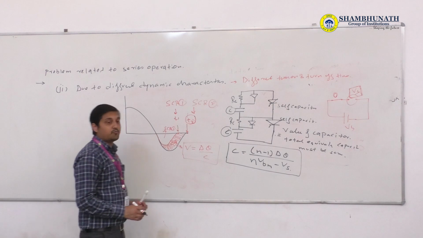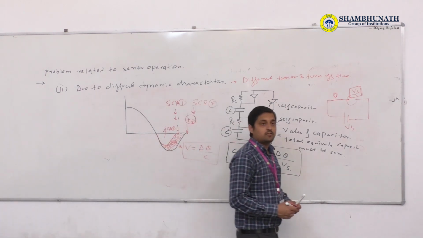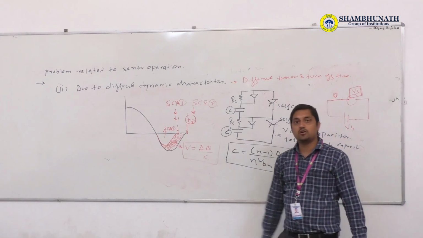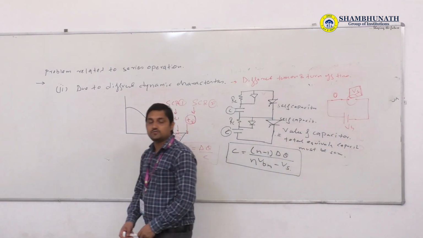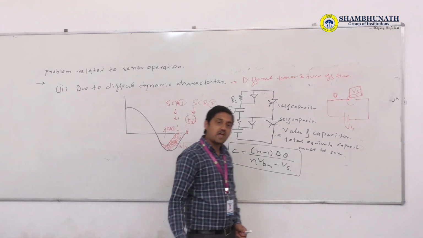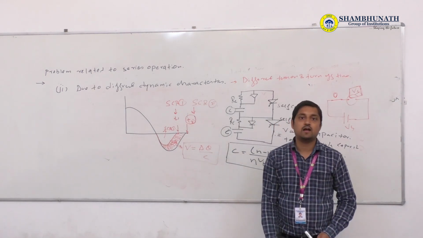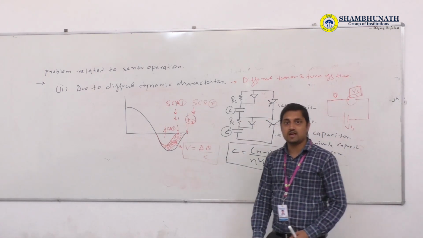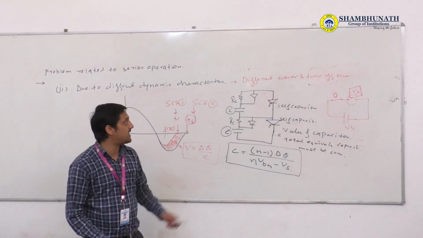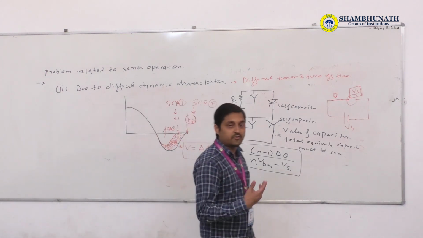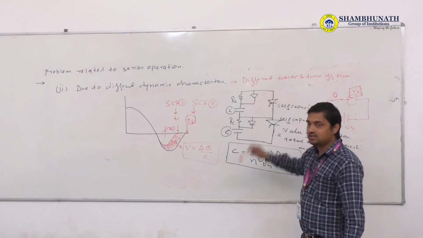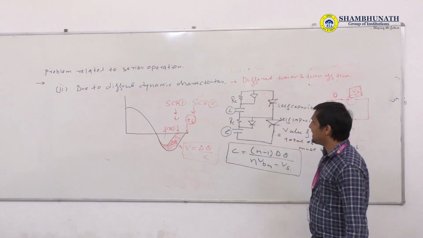So, what is the problem with the series operation? The unequal distribution of voltage. It occurs due to two types of causes. The first is a different IV characteristic, which can be removed by connecting a resistor across the SCR, and the second is a difference in dynamic characteristics such as different turn off time and turn on time, which can be removed by connecting an RC system across the SCR.